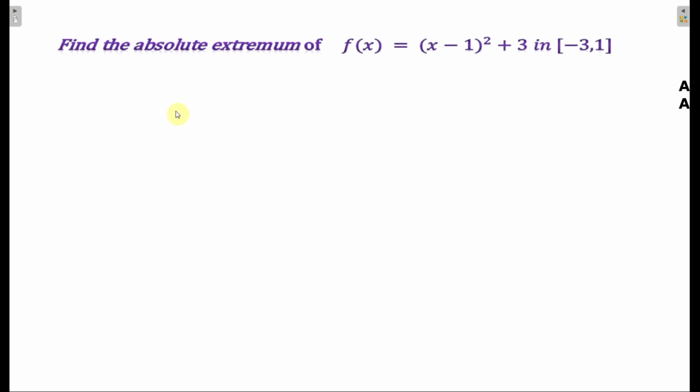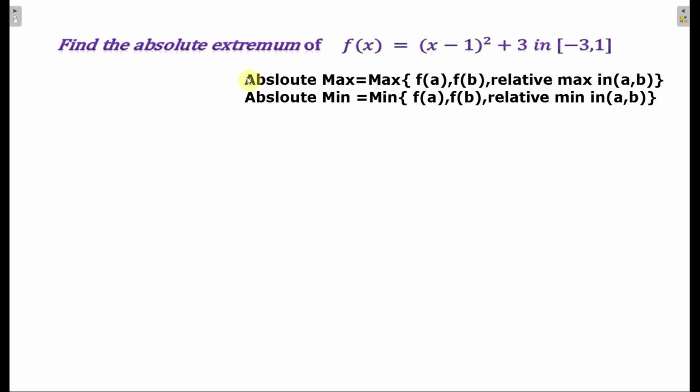Now see this problem. Find the absolute extreme of f of x given by this function in the closed interval given. When the closed interval is given, see, this is the formula which we have already discussed in the previous class. Absolute maximum is given by the maximum of f of a, f of b, and the relative maximum in the open interval (a, b), and the absolute minimum is similarly given. This is the formula. So first find f of a and f of b here.